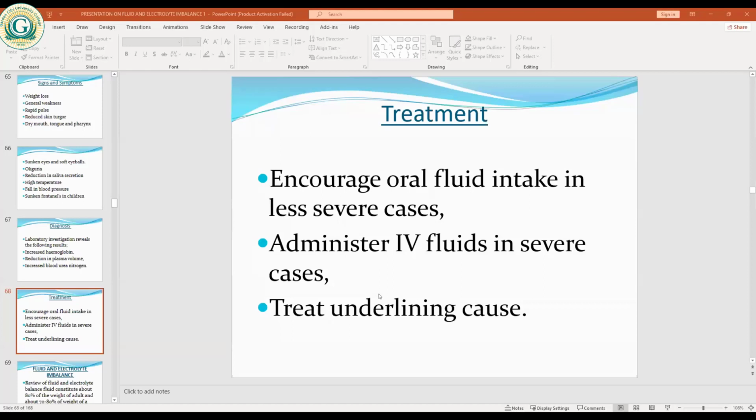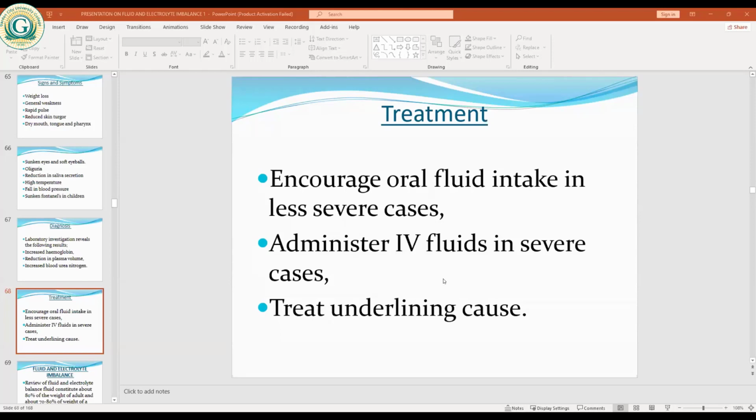Then we said we need to treat the underlying cause. If there's fever and you don't treat the infection, the temperature will keep on rising and the fluid will dry up. So treat the underlying cause. If there's nausea and vomiting, treat the nausea and vomiting. If there's any infection, treat it, and the fluids will be retained.